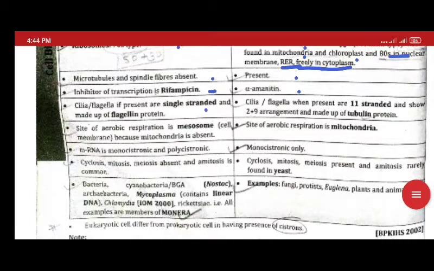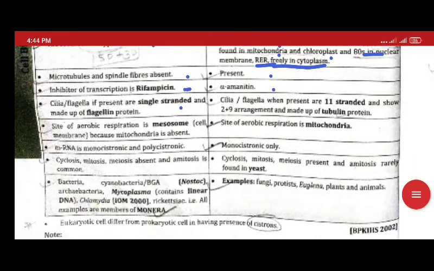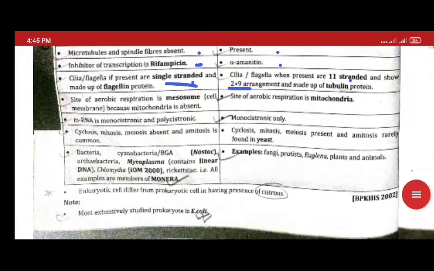Now here cilia and flagella are single stranded and made up of flagellin protein, and here cilia and flagella are 11 stranded. Here it is only one single strand, here it is 11 stranded, with a 9 plus 2 arrangement, made up of tubulin protein. So here it is flagellin and here tubulin.